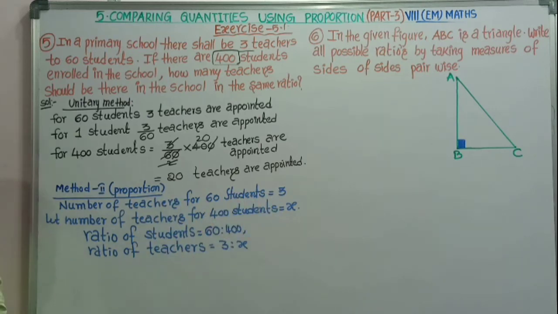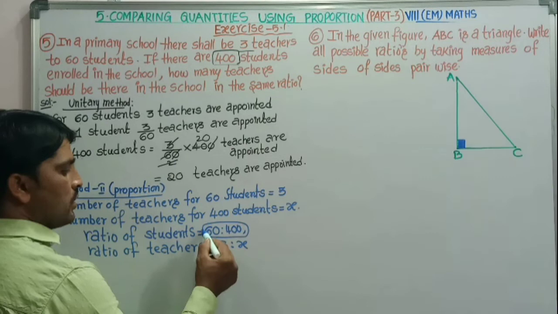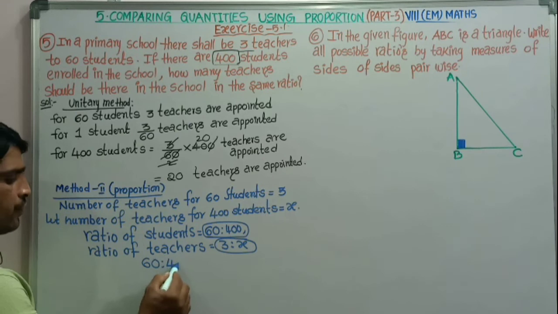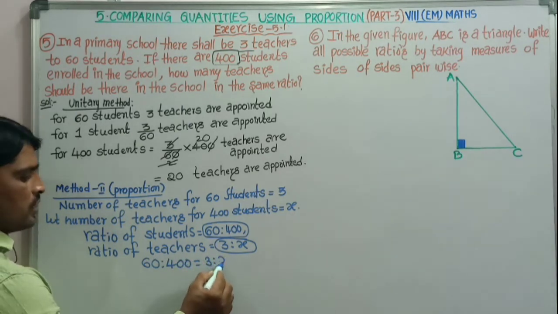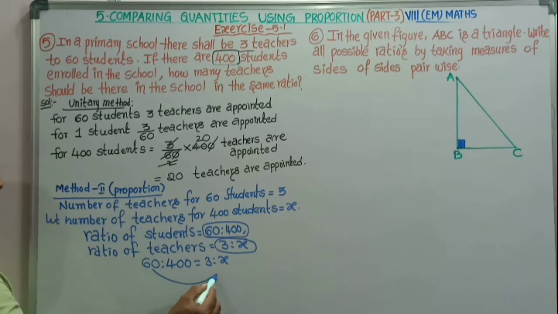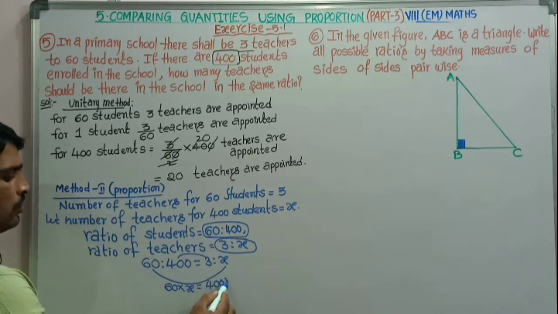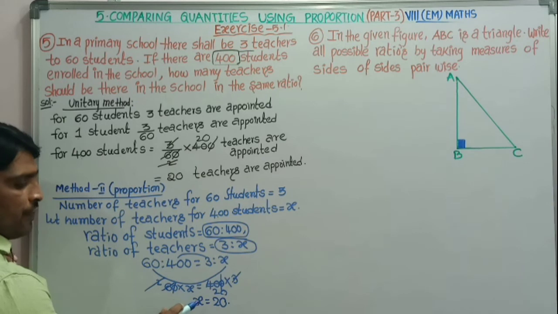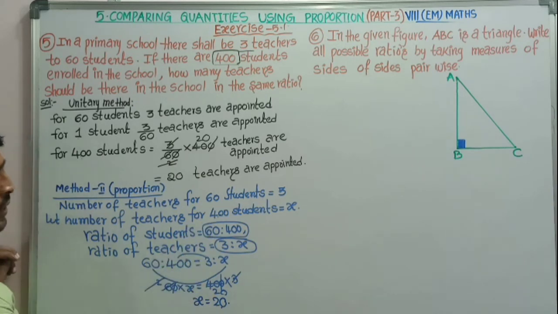3:x. Therefore, the ratio of students is proportional to the ratio of teachers. That is, 60:400 is equal to 3:x. We know that the product of extremes equals the product of means. 60 into x is equal to 400 into 3. 0, 0, 3 ones are 3, twos are 2, ones are 2, twenties are. x equal to what? 20. Therefore, the number of teachers appointed for 400 students is 20.